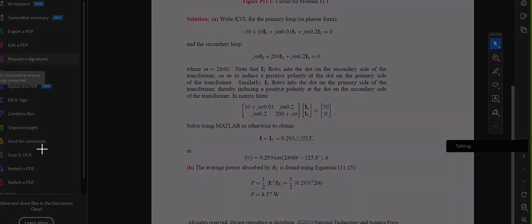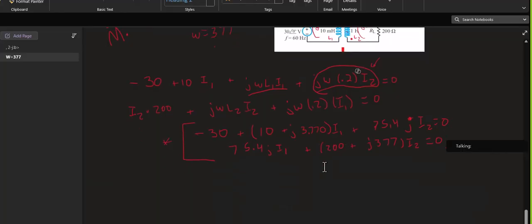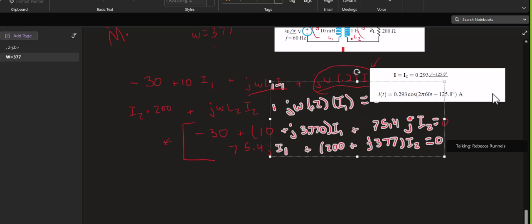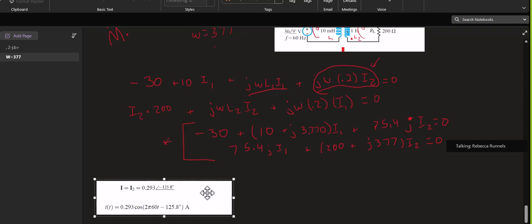Let's do the second part of the problem. We should be allowed to use MATLAB circuits. And the second part of the problem, which I did not tell you what it was, said to find the average power absorbed by RL.